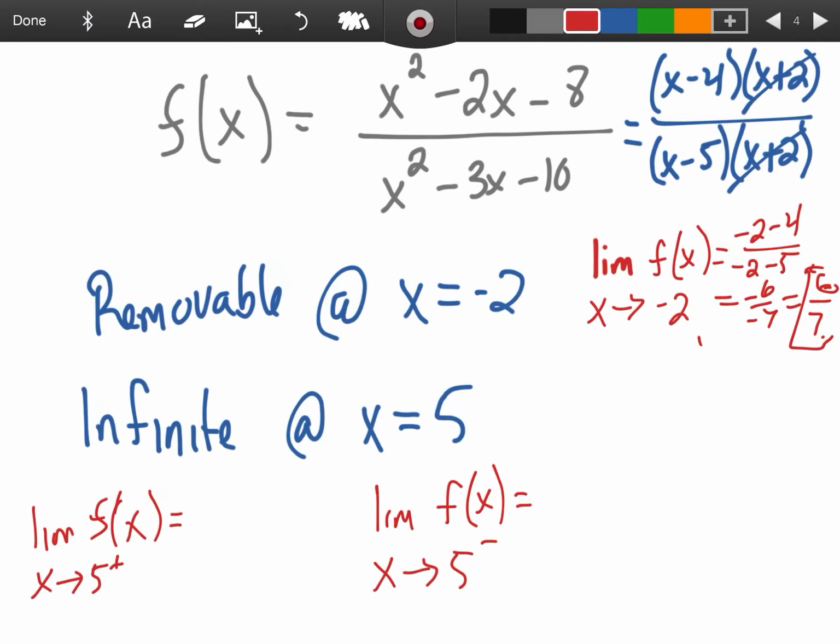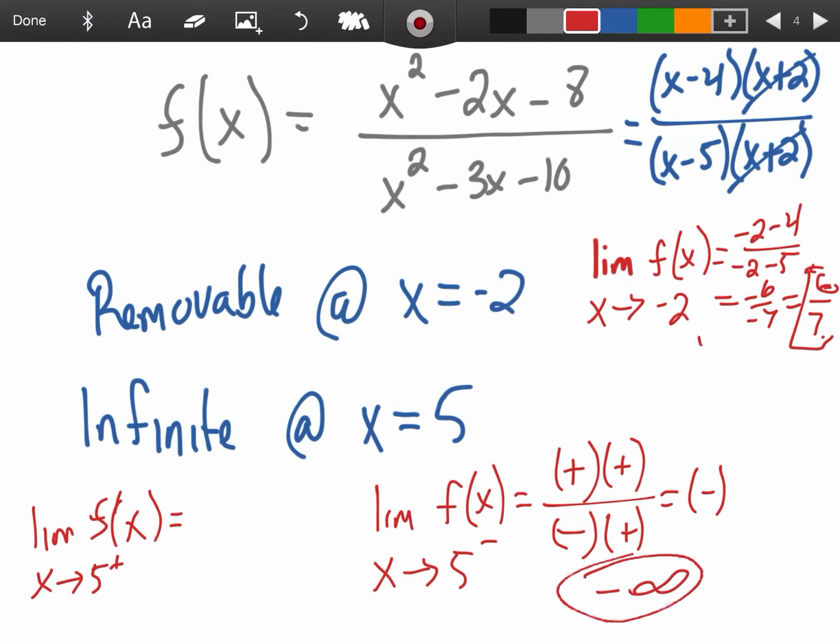If I were to plug in 4.99, well, 4.99 minus 4 gives me a positive value, plus 2 gives me a positive value, minus 5 gives me a negative value, and plus 2 gives me a positive value. That gives me a positive divided by a negative, which of course is a negative, which tells me that as the function approaches x equals 5 from the left, we will be going down to -infinity. So my limit of f of x as x approaches 5 from the left is -infinity.